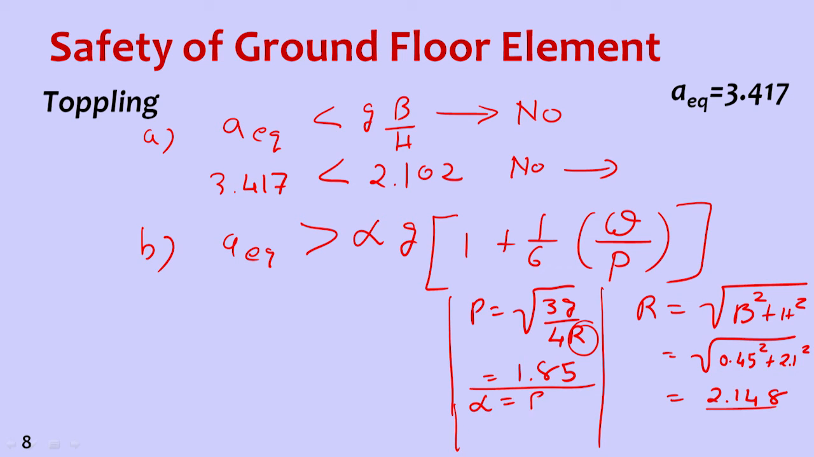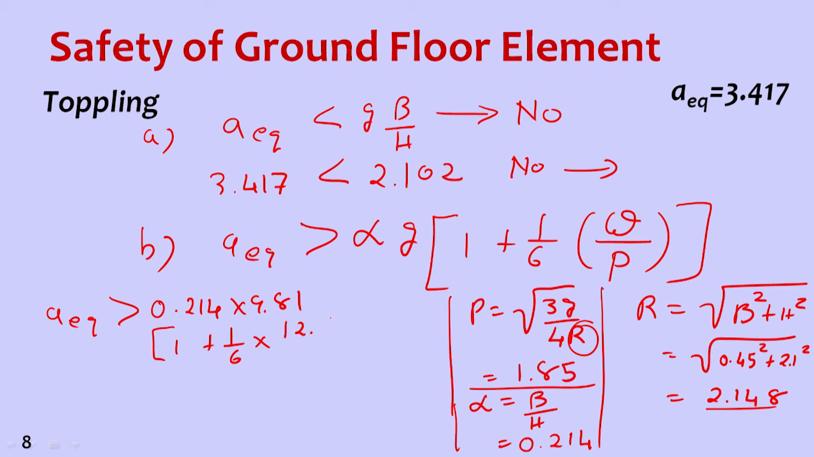Before that we need to calculate alpha also. Alpha is nothing but B upon H, which gives us the ratio, where B is 0.45 and H is 2.1. We will get it as 0.214. So substituting all the values, we need to compare AEQ with 0.214 multiplied by 9.81 bracket 1 plus 1 by 6 into the forcing frequency, which was given as 12.57 radians per second, and P is 1.85. So when we compare it, it comes around 3.417 is greater than 4.4772. So this condition is not meeting.